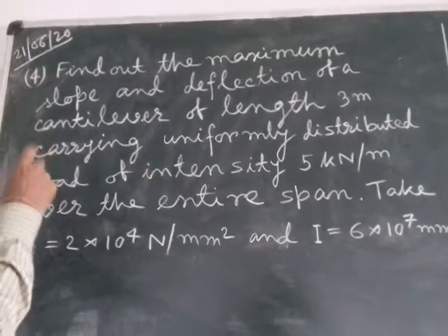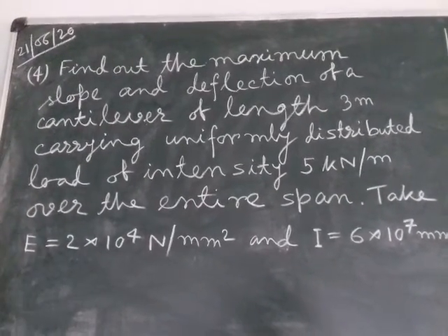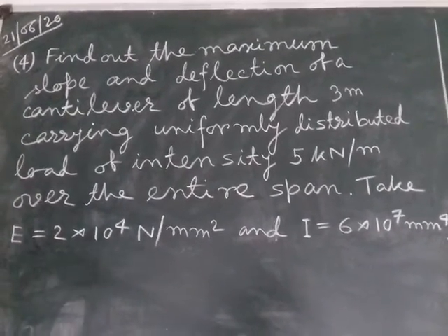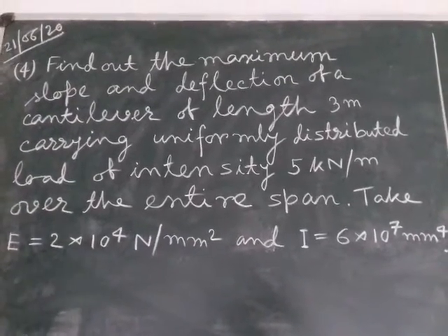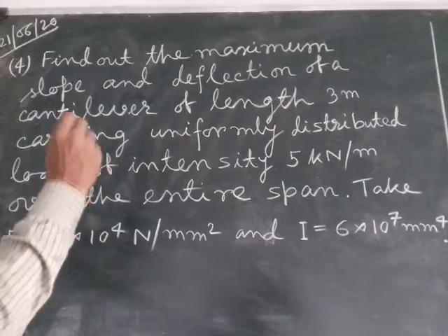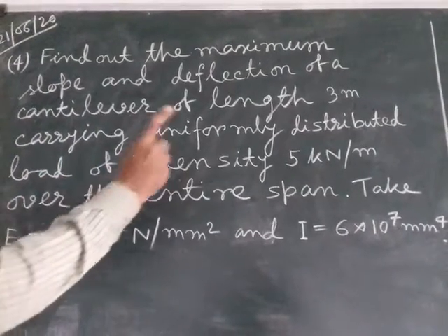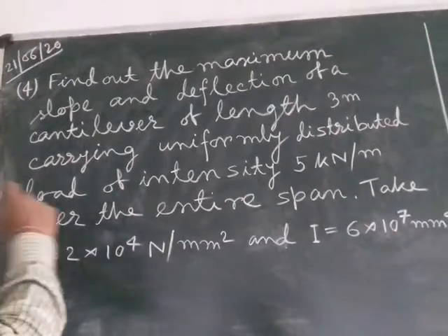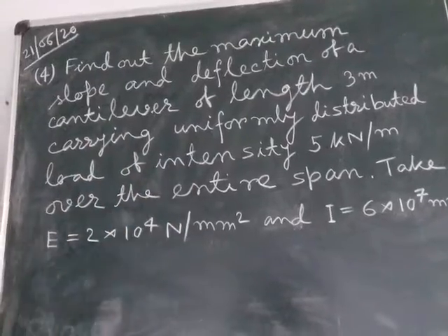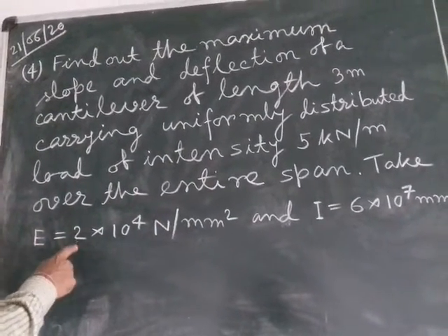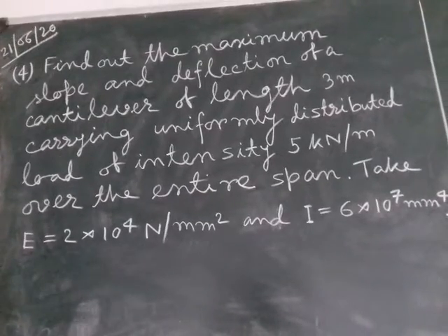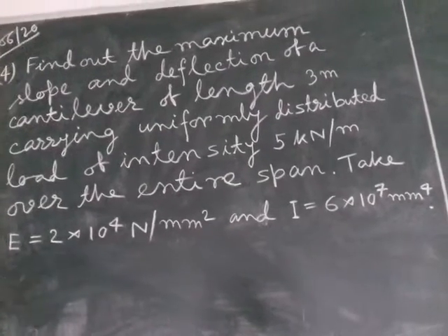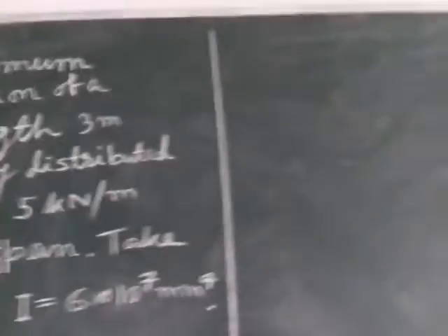The length of the beam is 3 meter carrying a UDL, that is a uniformly distributed load of intensity 5 kN per meter. Here small w is given. Intensity of load means load per unit length. So small w equal to 5 kilonewton per meter over the entire span, that is the UDL is over the entire length. Here two values are given. Capital E, that is Young's modulus, is given as 2 into 10 to the power 4 Newton per millimeter square, and I, that is moment of inertia, is given as 6 into 10 to the power 7 mm to the power 4. So let us do the problem.